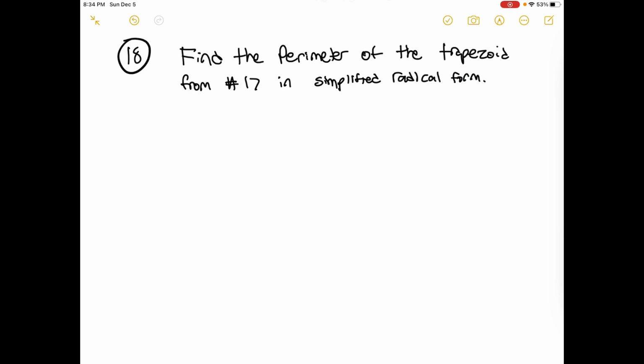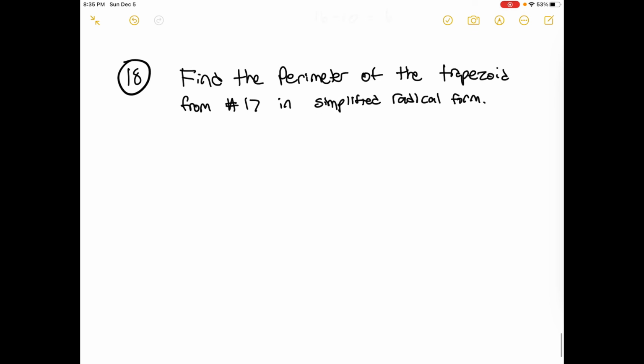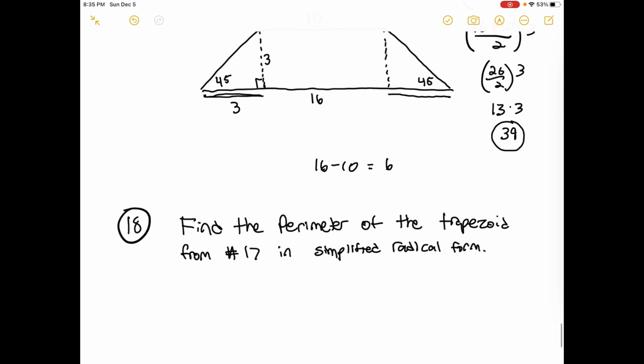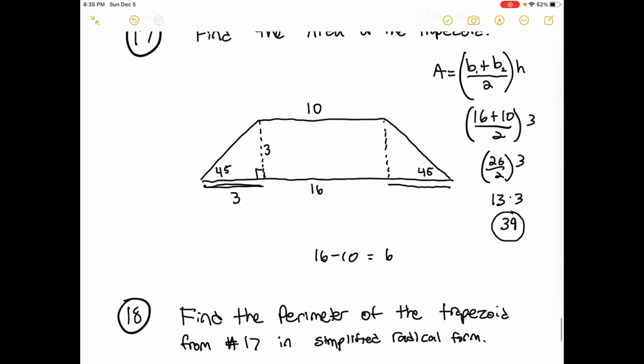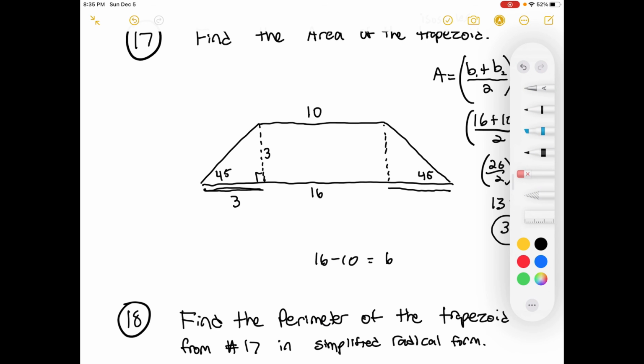Okay, 18. Let's find the perimeter of that trapezoid that we just did in number 17 in simplified square root form. And so we're just going to add all our sides together. Let's erase this and this. Okay. So we have our top, the bases we have, 10 and 16, but we need the sides. And so remember, this was a 45, 45, 90, leg root 2. So that'll be 3 root 2. This will also be 3 root 2.